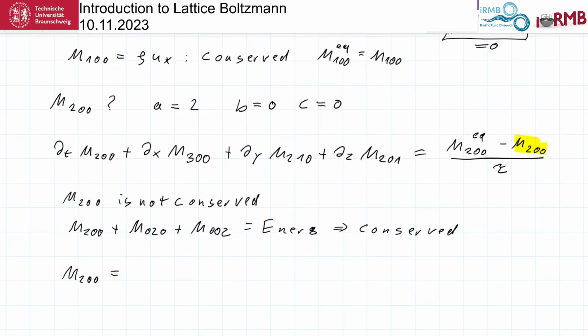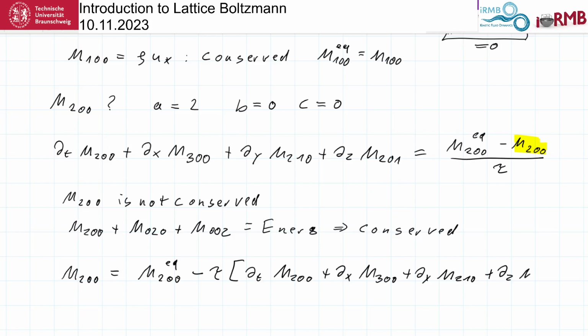m200. If I solve for this, I have to multiply by tau and bring the m200 equilibrium to the other side. I get minus tau times everything that is written on the left-hand side: dt m200 plus dx m300 plus dy m210 plus dz m201. Okay, so now this is exactly what we have for this moment, and this we can plug into the previous equation. Very similar, without writing them down.